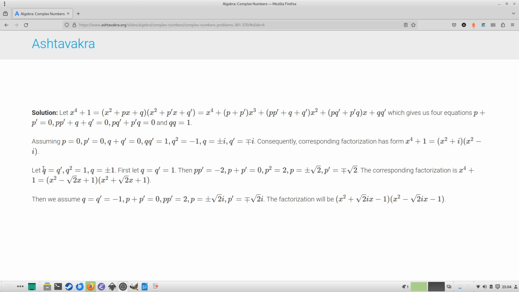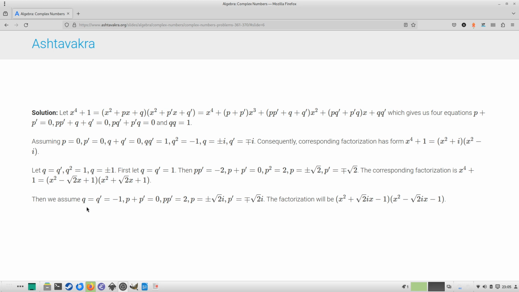Okay. Now we let q is equal to q prime, then q square becomes 1, q is equal to plus minus 1. First we assume that q is equal to q prime is equal to 1, then pp prime is equal to minus 2, p plus p prime is equal to 0, p square is equal to 2, and p is equal to plus minus square root of 2, making p prime minus plus square root of 2. So the corresponding factorization of x^4 plus 1 would be (x square minus square root of 2 x plus 1) into (x square plus square root of 2 x plus 1).